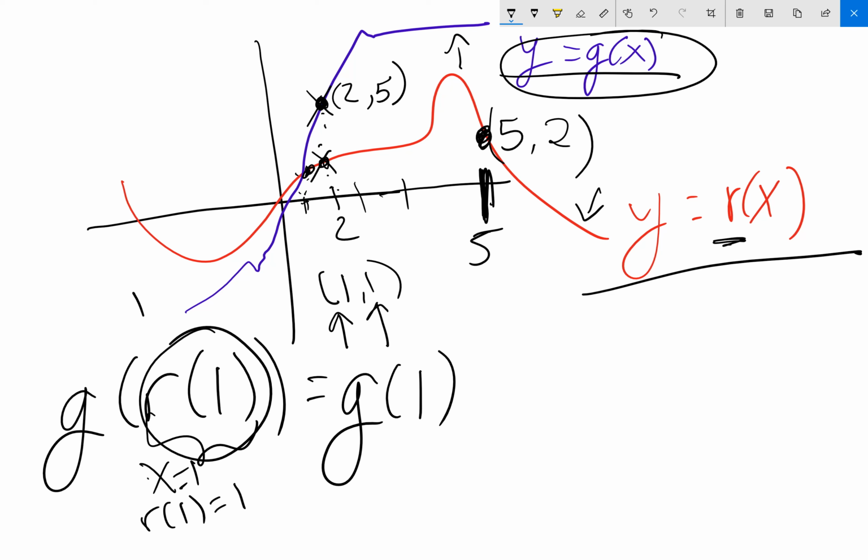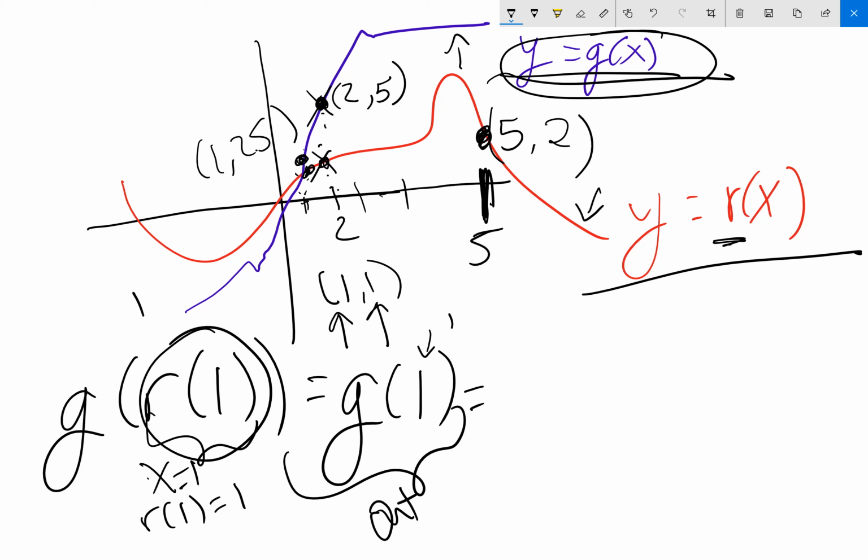So when x is 1, what is the g function? Or what is the output of the g function? And you can see on the graph it's around like 2.5. Okay? So the output of the g function when the input is 1 is 2.5. Okay? So same idea for the other two parts of part A.